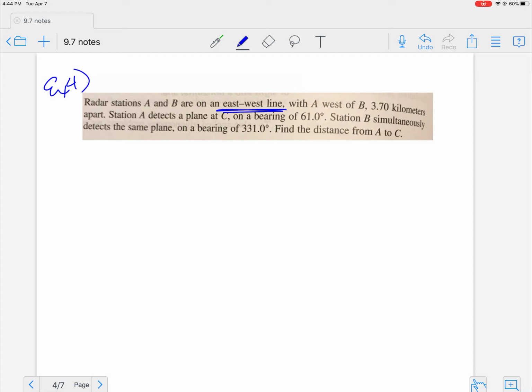Okay, now let's use some trig and some problem solving skills for some bearing problems. All right, so here's example 4. Radar stations A and B are on the east-west line with A west of B. So if I'm looking at this east-west line, it's side to side, right? A is west of B. So I know those are on the horizontal.